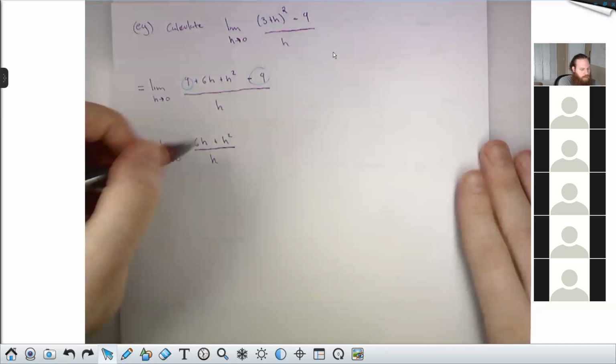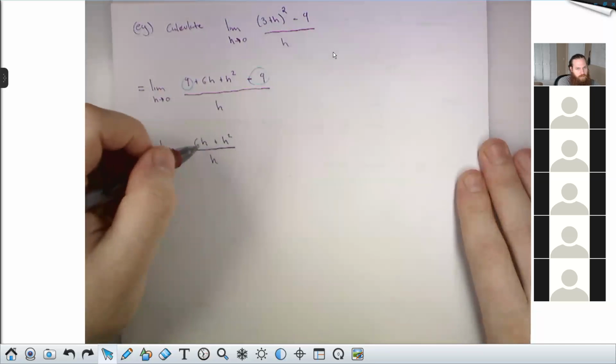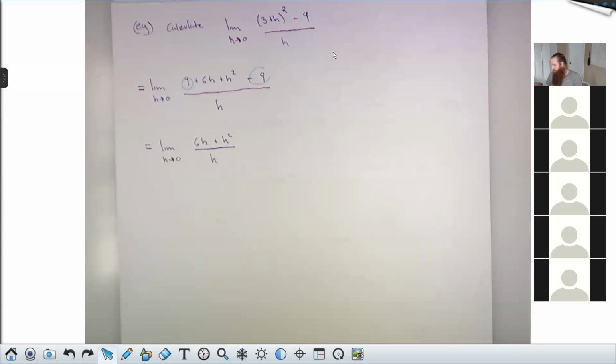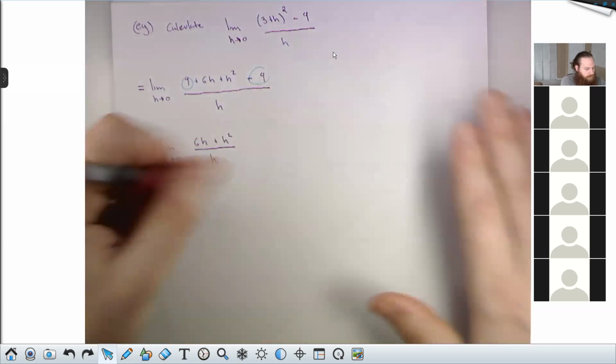Can I cancel the h like this and just get 6 plus h squared? No. Not like that. What do I need to do before I cancel? Factor out an h. Good. You can only ever cancel things that are common factors, top to bottom. If you did not factor in your previous step, you cannot cancel in this step. So my next step is to factor.